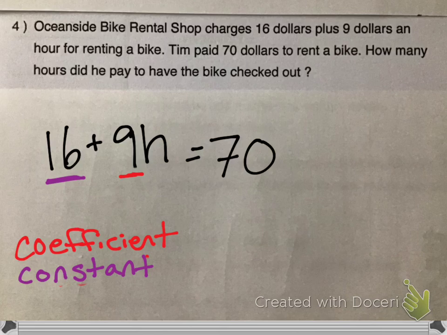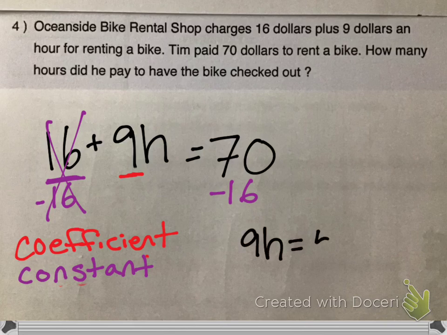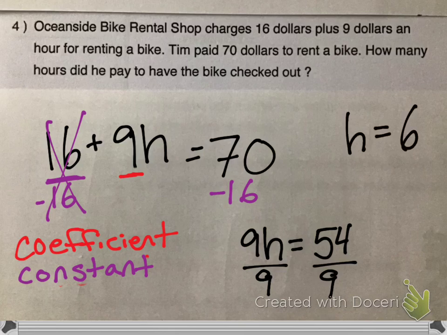Then I have to do the same thing that I do for all of my steps. Right here, I'm going to subtract 16 on each side. That goes away. I am left with 9h is equal to 54. I want to isolate my h, says Ben. I divide each side by 9. I get h is equal to 6. So it's just isolating variables.